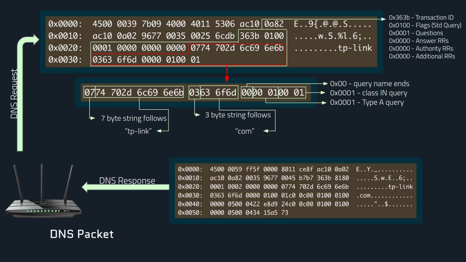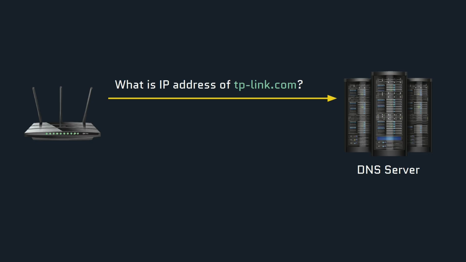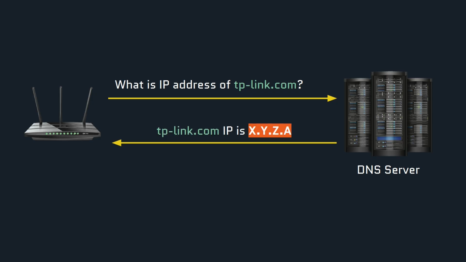Then the response packet arrives to the target. So we have a situation like this. A target sends the DNS request packet asking what is the IP address of a tplink.com domain. DNS server holds information about IP address and will reply with a DNS response packet and information about the IP address that has been assigned to this domain. Let's take a look at the internals of the response packet.